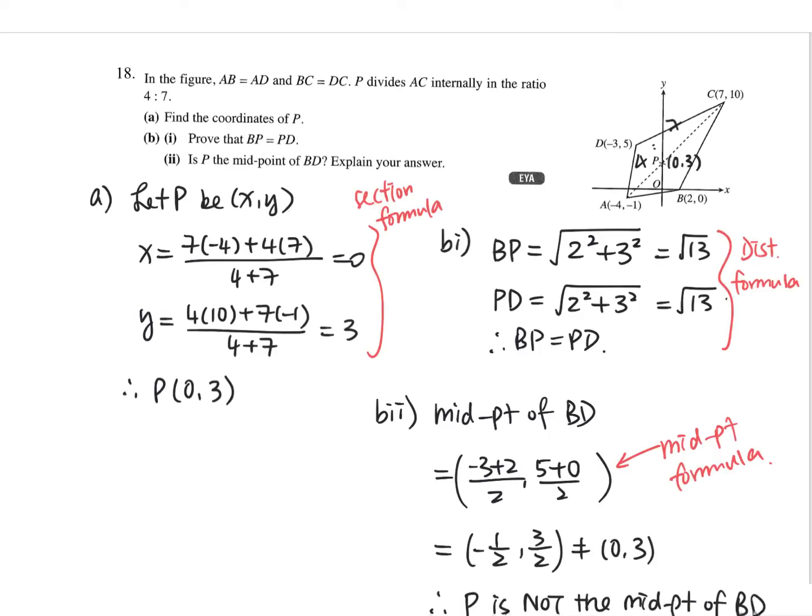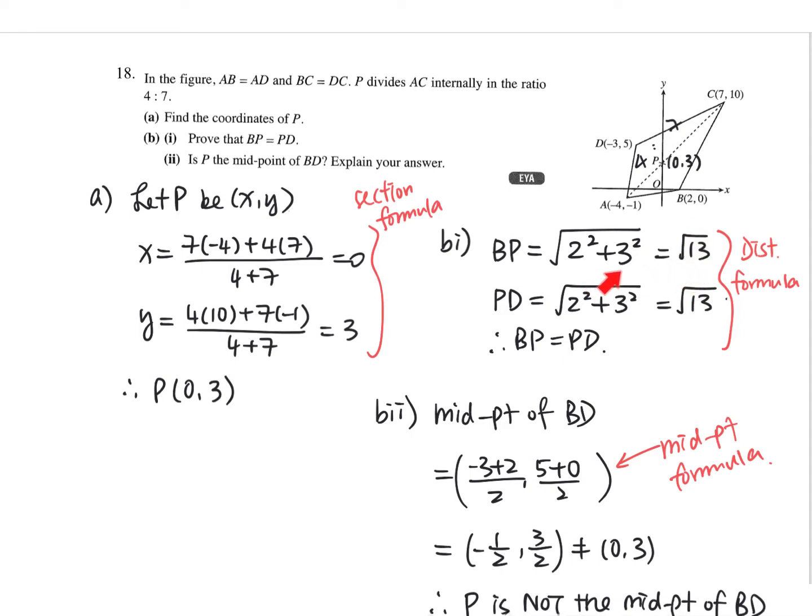All right, so you should have tried the question already, and now you can check the answers. So using the section formula, you should be able to find the x-coordinate and the y-coordinate of P. So the coordinates of P should be (0, 3). And to find the length of PB and PD, you can use the distance formula. You will find them both to be square root 13.